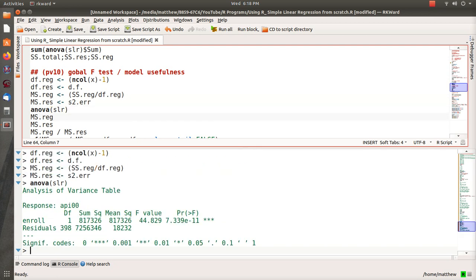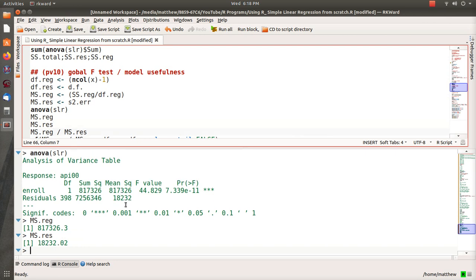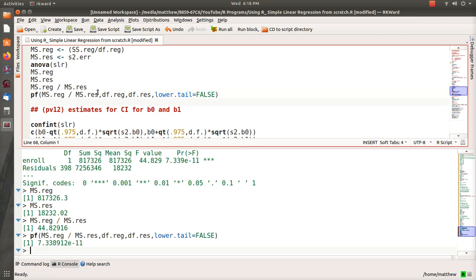And now let's compare those. So the ANOVA table, and what we want to see is if this mean square regression is the same as this, and it is. The residual is the same. Let's look at this F test statistic, which is the mean square regression over the mean square error. It's 44.8. Yep, it's the same. Now let's look at the p-value, which is you take that test statistic and find the area to the right of it, and it's 7.3389 to the minus 11, so it's the same.